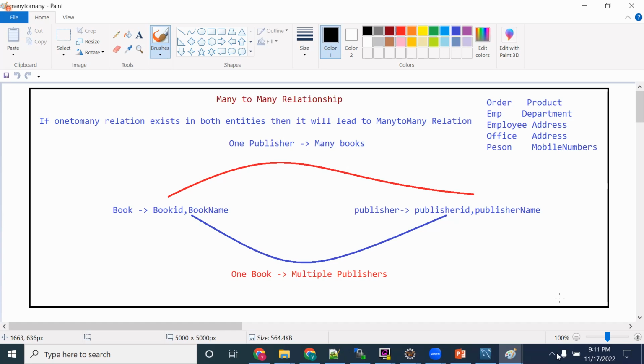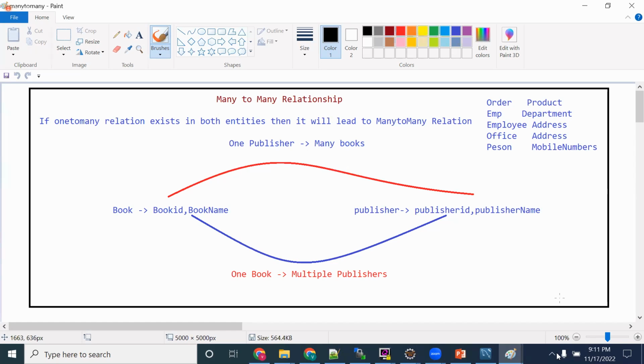Let me repeat here. Many-to-many means if there is a relationship which is one-to-many from both the entities, entity A to entity B, one-to-many, as well as from entity B to entity A is also one-to-many. If one-to-many relationship is there from both the sides, that will typically lead to many-to-many.